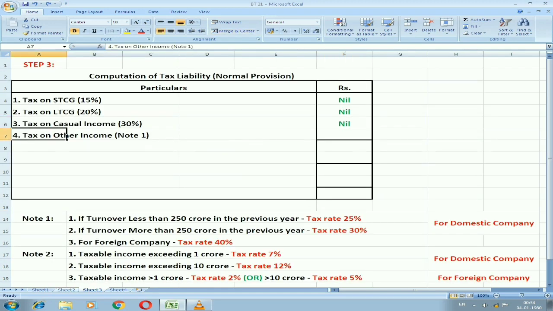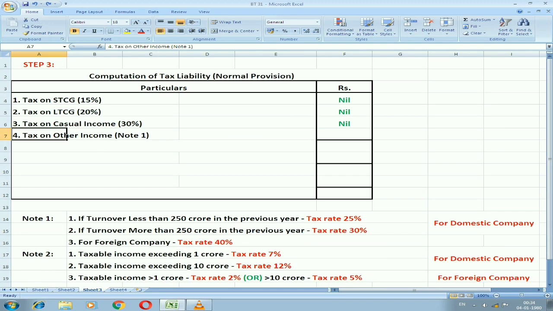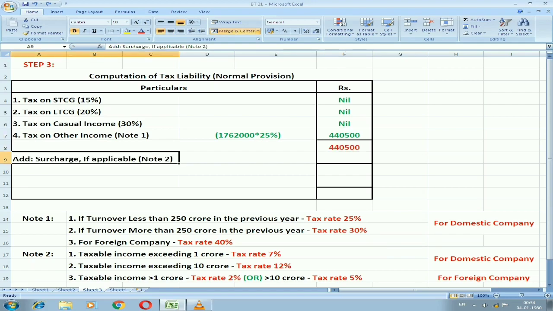And the last one, tax on other income. For this you can easily take the total income, that is 17,62,000. From that you need to take the percentage of 25%. Why we need to take 25%? In the sense, gross total income doesn't exceed 250 crores. That is the reason I have taken 25%. Total tax is 4,40,500. Next I need to add surcharge. The total income doesn't exceed 1 crore. That is the reason it will be nil. The total will be same, 4,40,500.